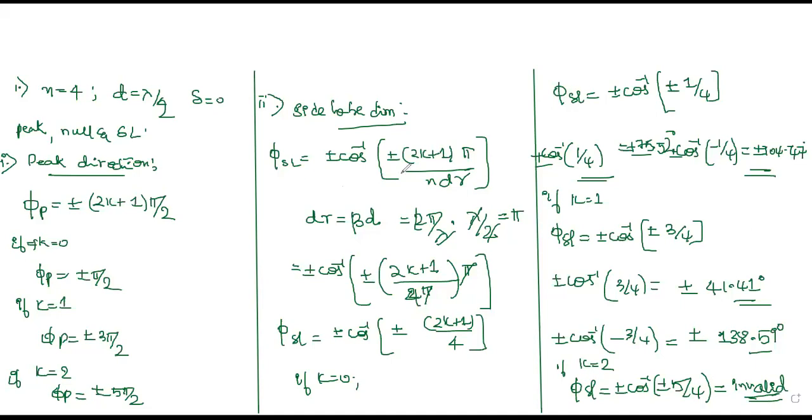For side lobe, write the formula. Consider your dr and beta d. Take the value starting from k is equal to 0. Find out for both the cases, plus and minus values of cos. Go on substituting the values of k until you get the invalid values. Clear? Now we are done with side lobe peak and side lobe.